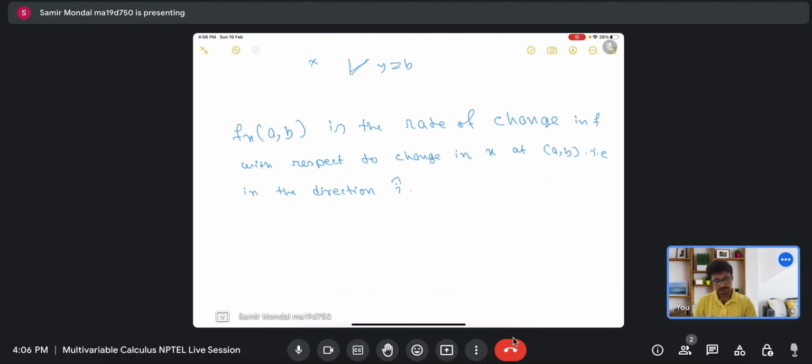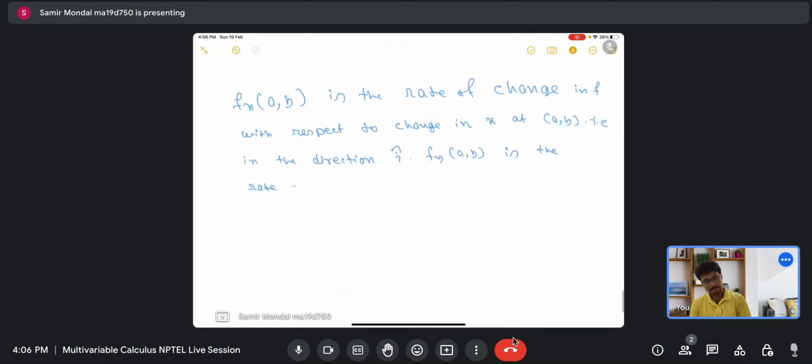Similarly, the partial derivative with respect to y at the point a b, f of y, is the rate of change at the point a b in the direction j cap. So f x is the rate of change in the direction i cap, and f y at the point a b is the rate of change in the direction j cap.